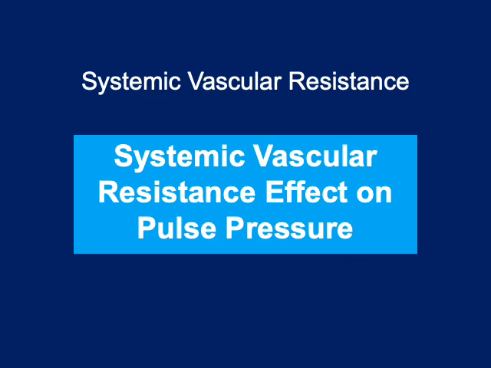The difference between these two numbers, the systolic higher number and the diastolic lower number, is your pulse pressure. And determining a person's pulse pressure can tell us a lot about what might be going on with a patient's situation.